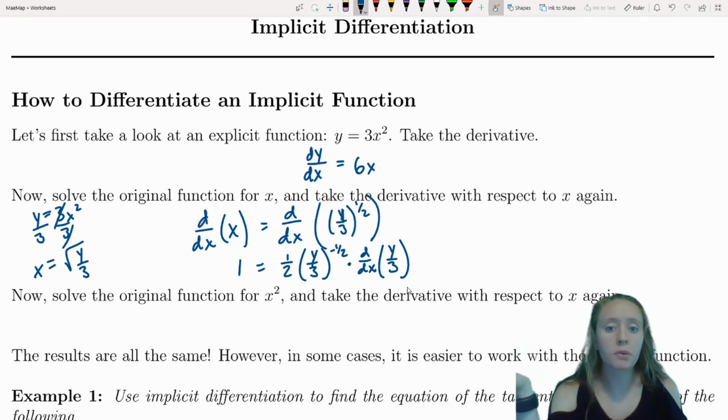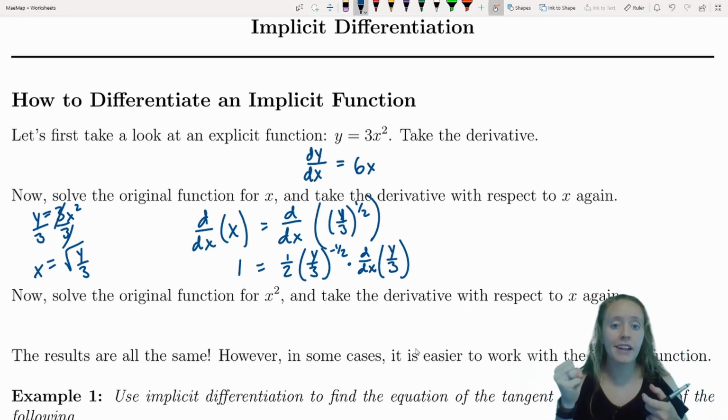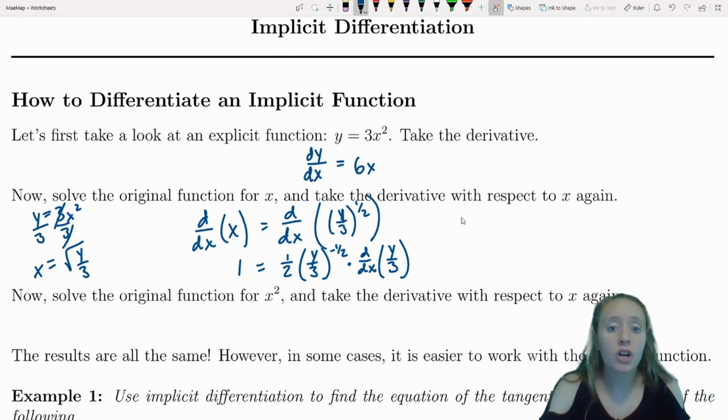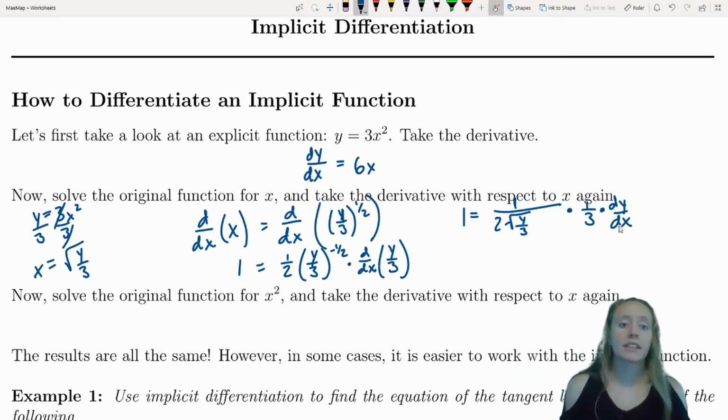Well, constant multiple rule. Pull that 1/3 out in front. What's the derivative of y with respect to x? That's dy dx. So right now we have 1 is equal to, I'm going to write that negative exponent as a positive in my denominator. This will be 1 over 2 times the square root of y over 3. That was my y over 3 to the negative 1/2. I bumped it down into my denominator. And this is all multiplied by 1/3 times dy dx, that derivative of y with respect to x.